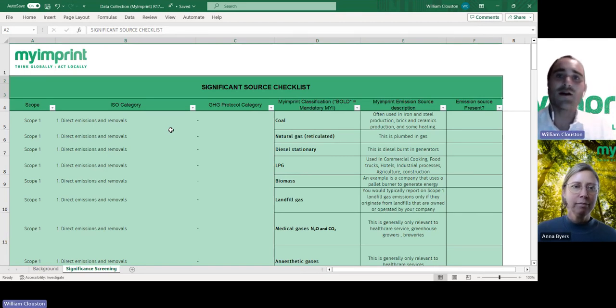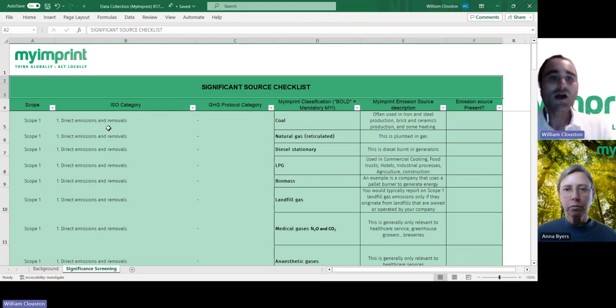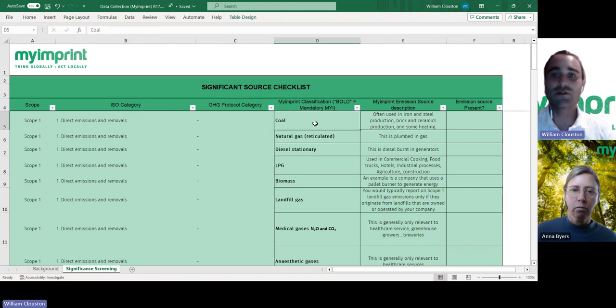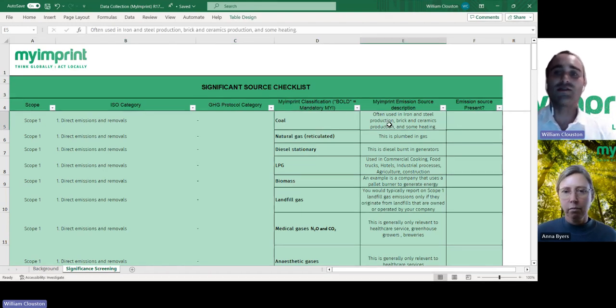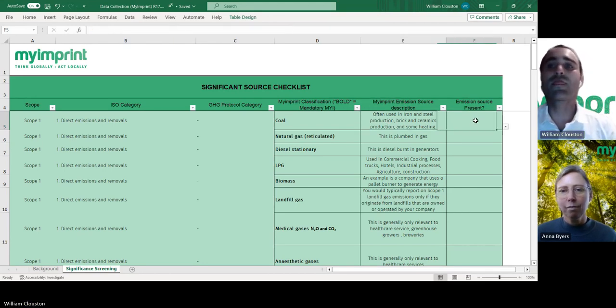Cheers, thanks Anna. So you'll see it's the second tab on the Excel spreadsheet called Significant Screening. And I'll just go through each column. So we've got Scope 1, ISO category, GHG protocol category. You don't need to worry too much about those. Today we're going to be focusing on this column, My Imprint classification, which goes through each emission source. And next to that has some added detail. And then what you'll be doing is marking yes or no whether you have that emission source.